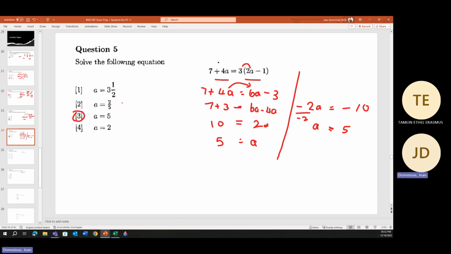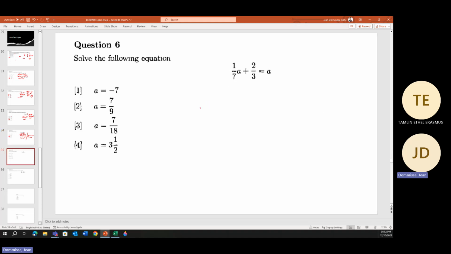Okay, so let's look at the next one. Probably also going to be a solve the equation. In this instance now, we're working with fractions. So let's see how we can do that.